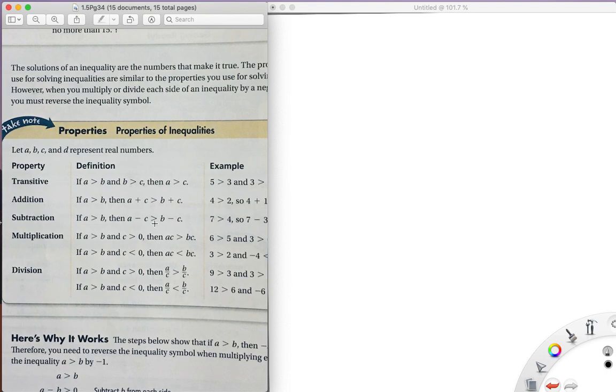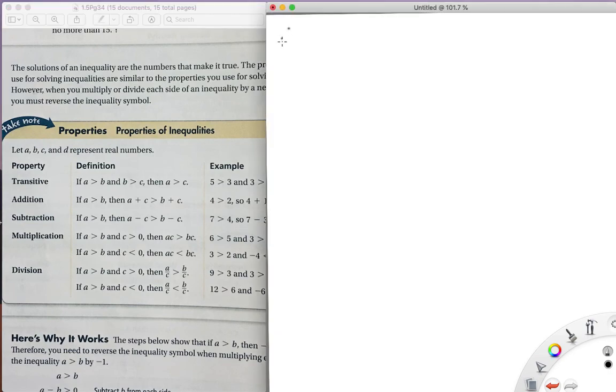I'm not going to write all of these down because these are sort of review. Addition property of inequality: if I have A greater than B and I add the same number to both sides, then A plus C will be greater than B plus C. Actually, I think I will. So the book uses 4 is greater than 2. So this is addition property of inequalities.